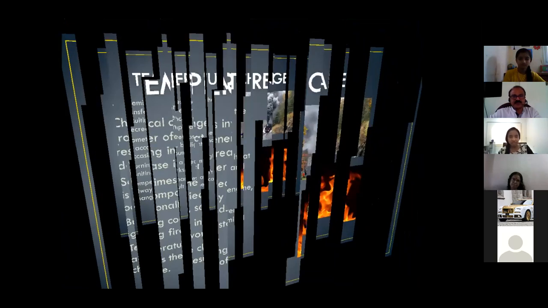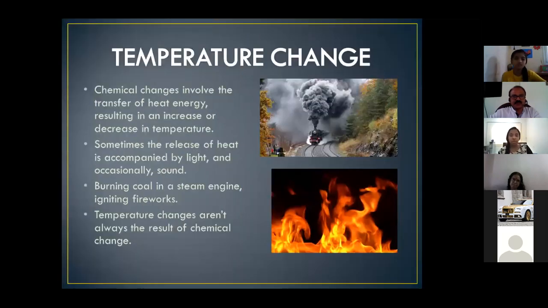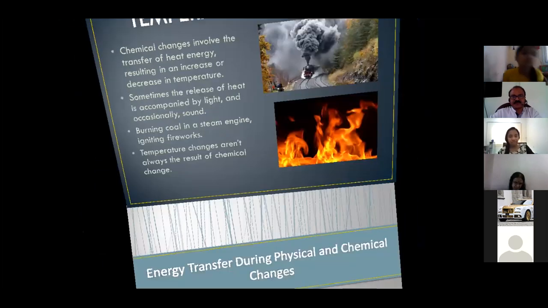Next is the temperature change. Chemical changes involve the transfer of heat energy, resulting in an increase or decrease in the temperature. Sometimes it releases heat, which is also accompanied by light or sound. Burning of coal in a steam engine and igniting fireworks are some examples of temperature change. But like I said before, it doesn't mean that all temperature changes are due to chemical change.